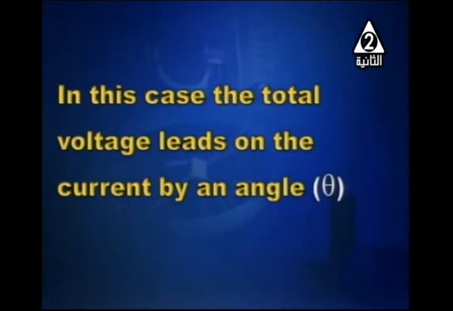When VL is greater than VC, the total voltage leads the current by an angle theta. We want to determine the value of theta. Okay, tan theta equals VL minus VC over VR.